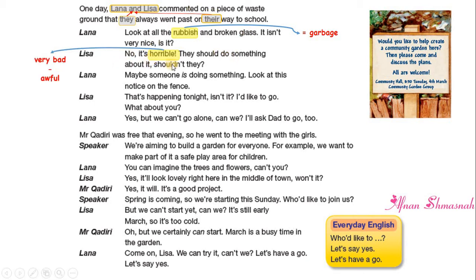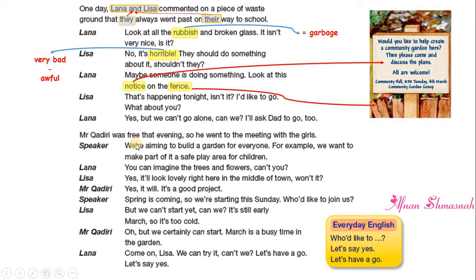They should do something about it, shouldn't they? Maybe someone is doing something. Look at this notice. That's happening tonight, isn't it? I'd like to go. What about you? Yes, but we can't go alone, can we? I'll ask Dad to go too.